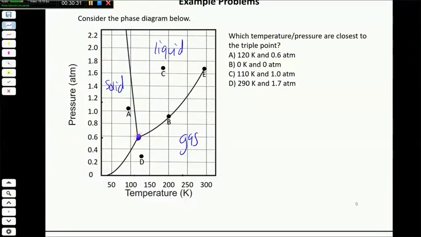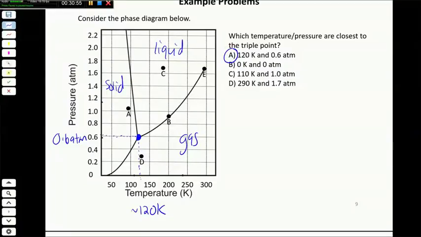So the temperature goes down to the x-axis. We see that that's in between 100 and 150, right around 120 Kelvin on the x-axis. And then if we go to the y-axis, we see that we're pretty much exactly at 0.6 atmospheres. So 0.6 atmosphere and 120 Kelvin, that's going to be, of these answer choices, choice A.